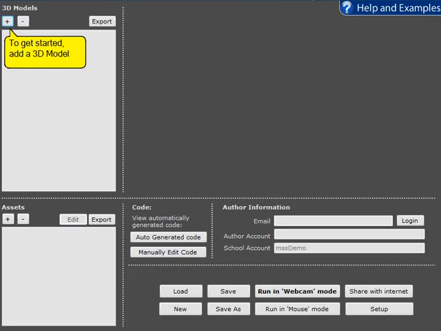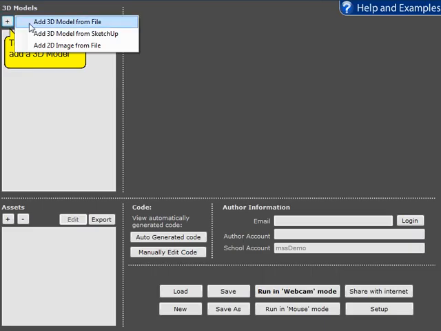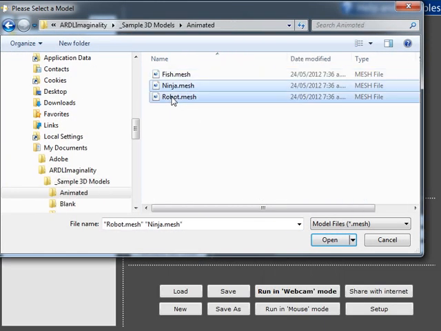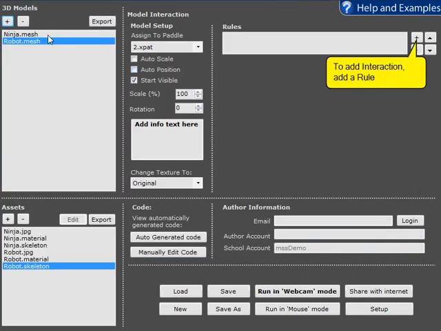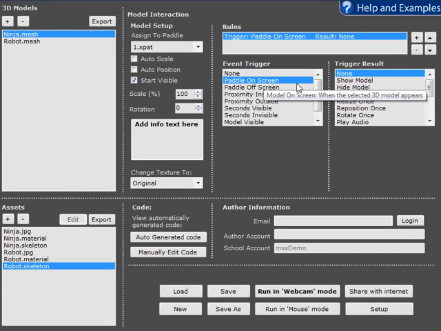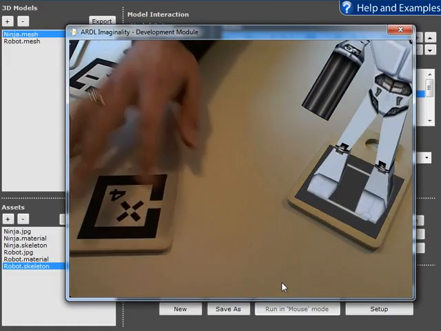Hi, in this video we're going to look at one of the rules called LookAt. So we need two models for this. We're going to take a ninja and a robot. So adding a rule in, whenever the ninja's on screen, we will have it look at the robot. And it's as simple as that.